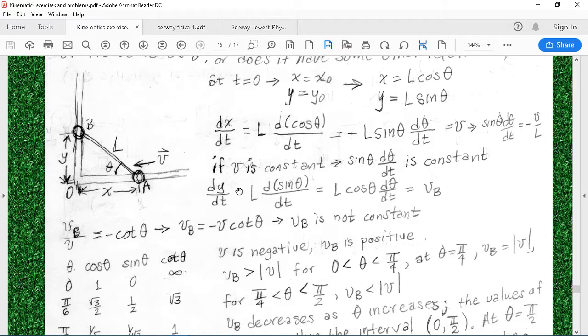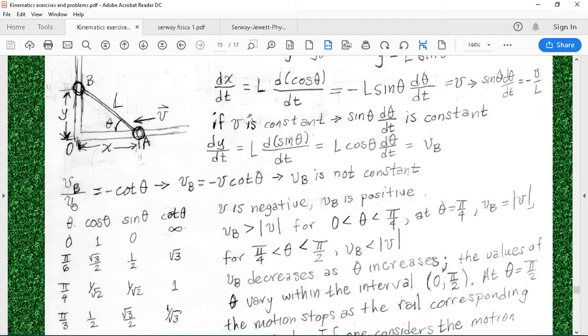Now dy/dt equals L d of sine of theta over dt, which equals L cosine theta d theta/dt, which equals vb. So vb over v equals minus cotangent of theta. So vb equals minus v cotangent of theta, which means that vb is not constant.